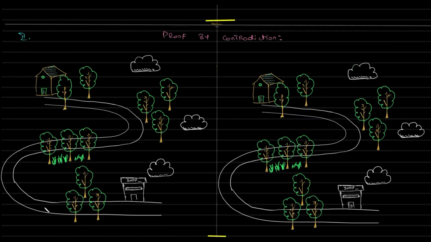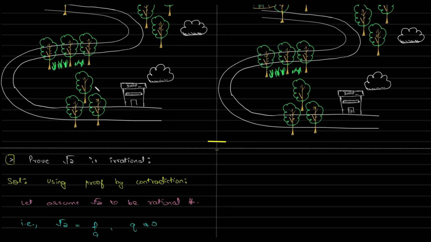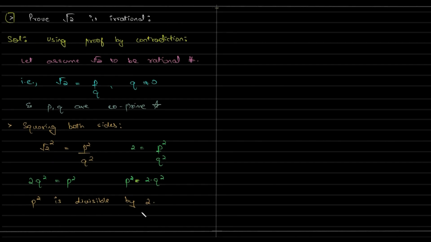Can I, with the help of the first law which we saw, a square if it's divisible by p, then a is divisible by p. If a square is divisible by p, a will be divisible by p. In the same way, p square is divisible by 2. This implies p is divisible by 2. Right? So now, since it's divisible by 2, can I write p as 2 into some number?